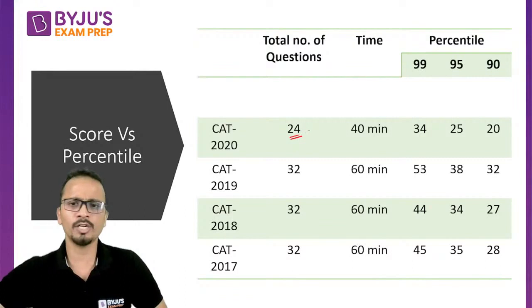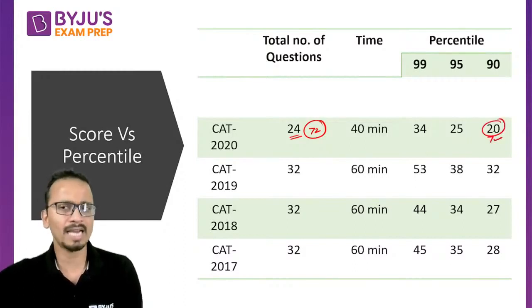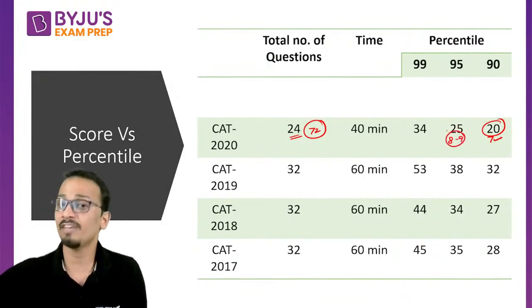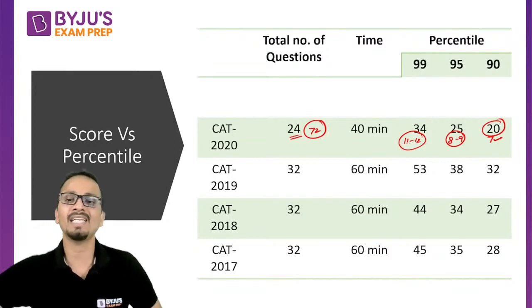So the number of questions was reduced. Out of 72 marks, understand this thing. If you have attempted 7 questions correctly, you are at 90 plus percentile. 8 to 9 questions correctly, you are at 95 percentile. And 11 to 12 questions correctly, you are at 99 percentile.